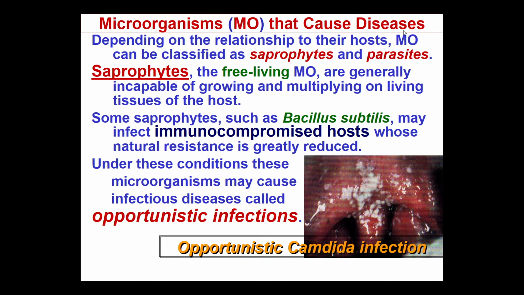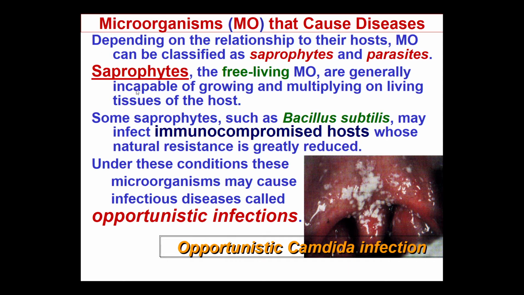Microorganisms that cause disease. What are the characteristics and terms characterizing these microorganisms? Depending on the relationship with their hosts, microorganisms can be classified as saprophytes and parasites. All the variety of microbes may be subdivided into a large group of saprophytes and a large group of parasites. Saprophytes are free-living microorganisms. Free-living means they may survive in the environment without infecting humans or animals.